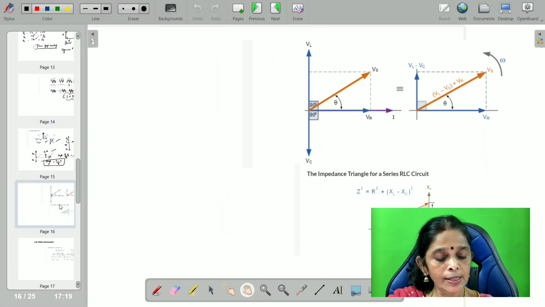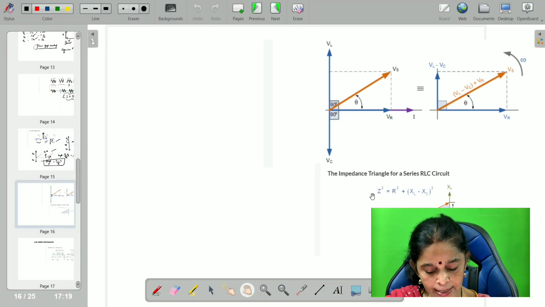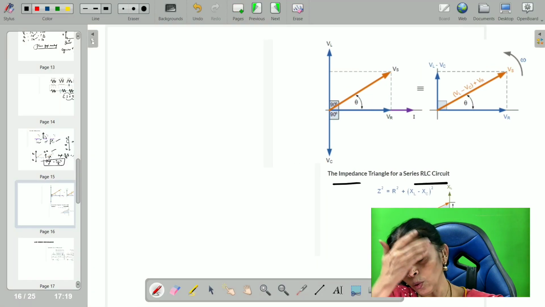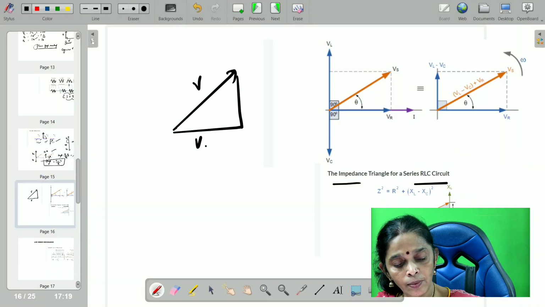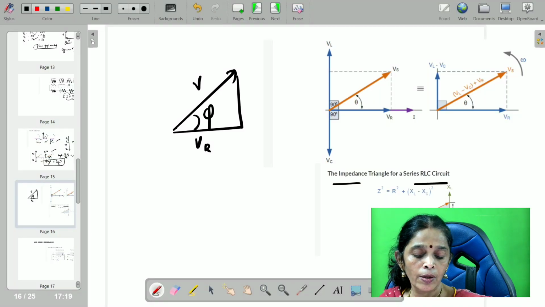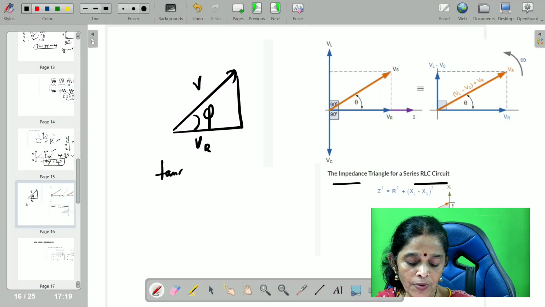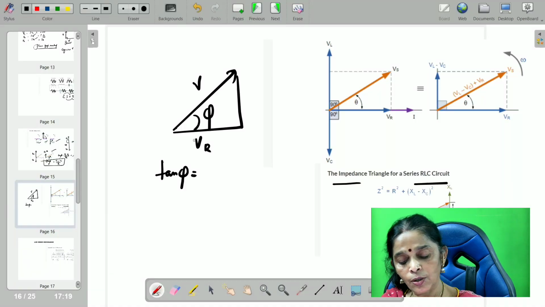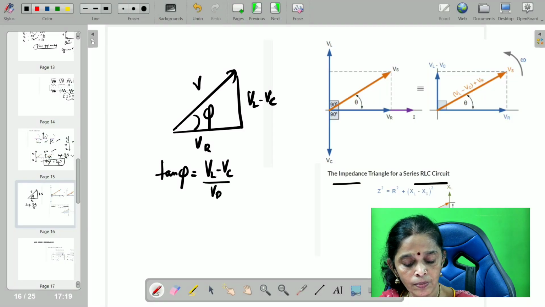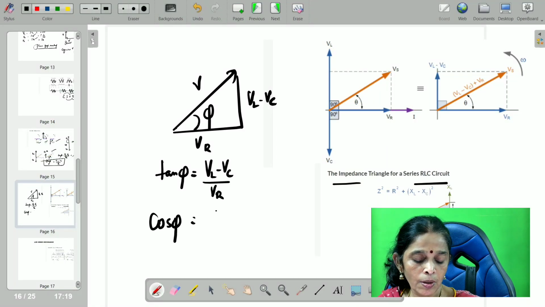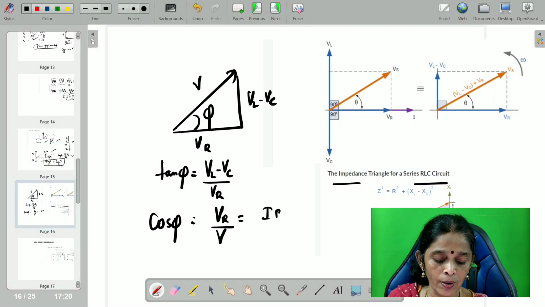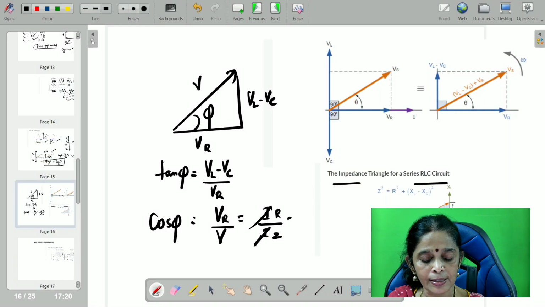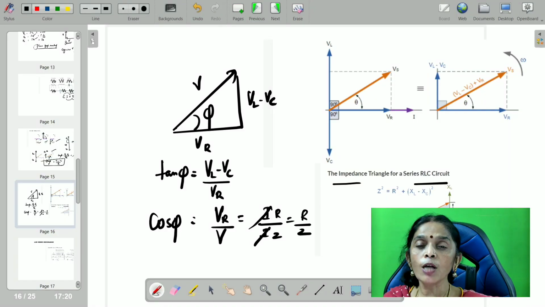And you can see here, this is the impedance triangle for a series LCR circuit which you have seen. How? Because this is the resultant voltage, and this is VR, and this is phi. So therefore I can write tan phi is equal to VL minus VC divided by VR, or cos phi is equal to adjacent by hypotenuse, VR by V. What is VR, children? I into R. What is V? I into Z. I gets cancelled, so that can be written as R by Z. So cos phi also found out.